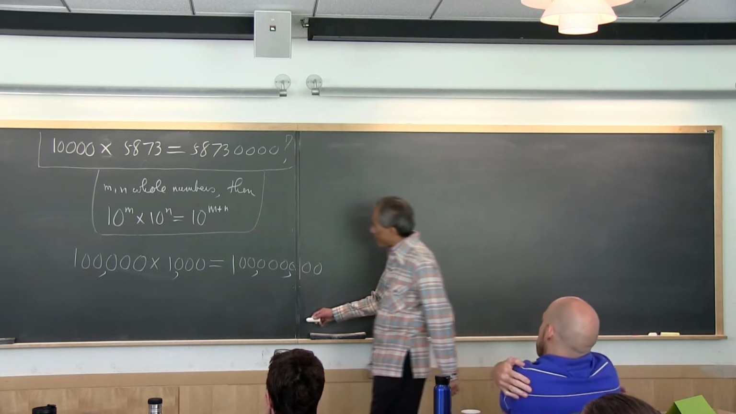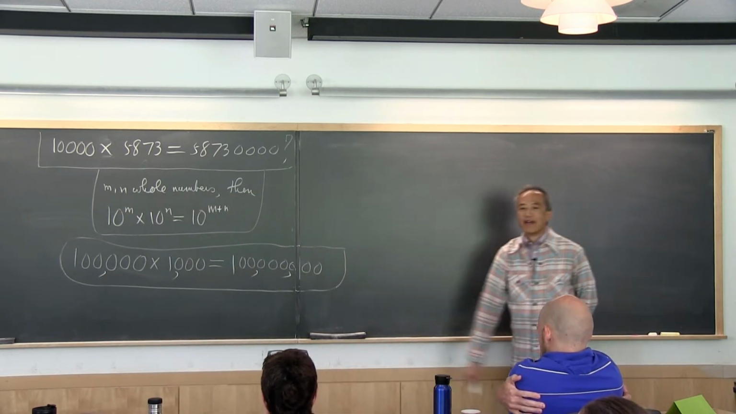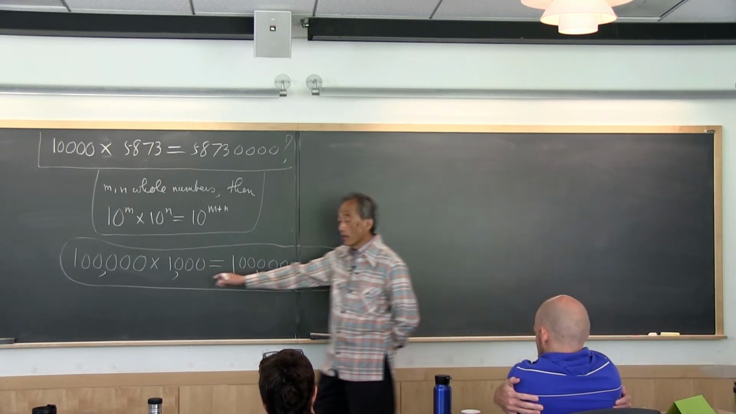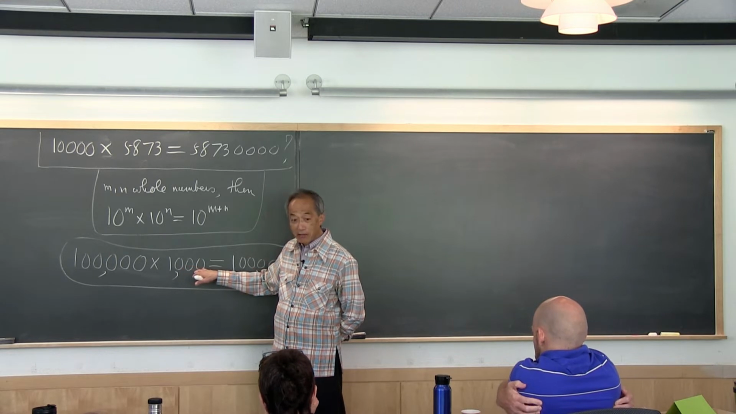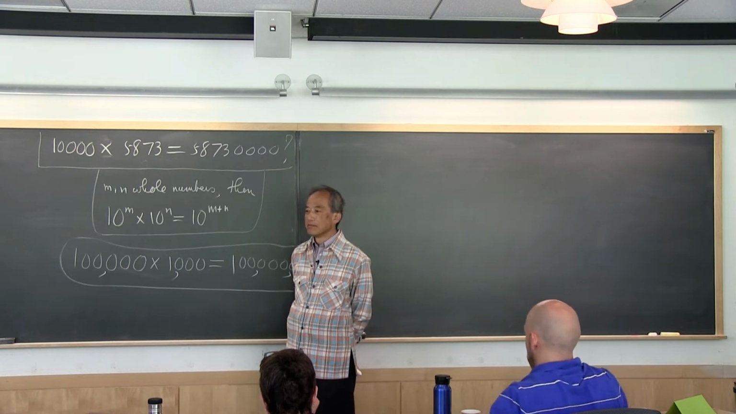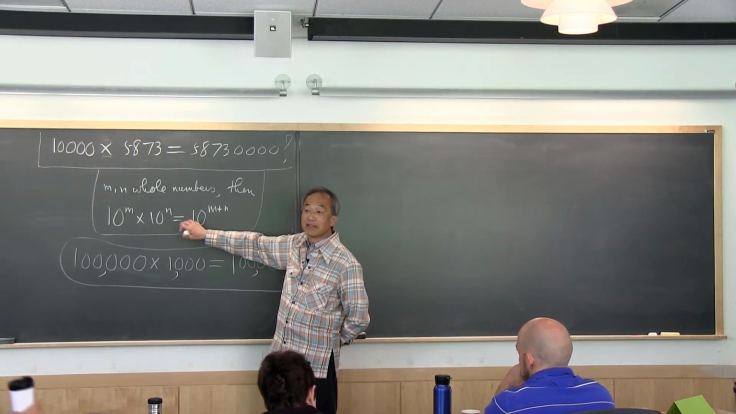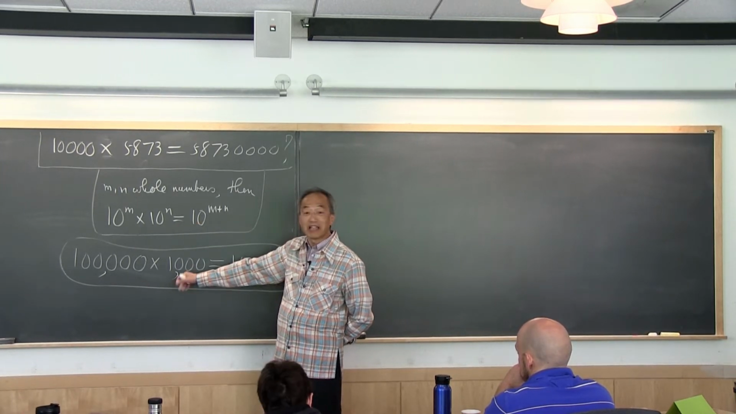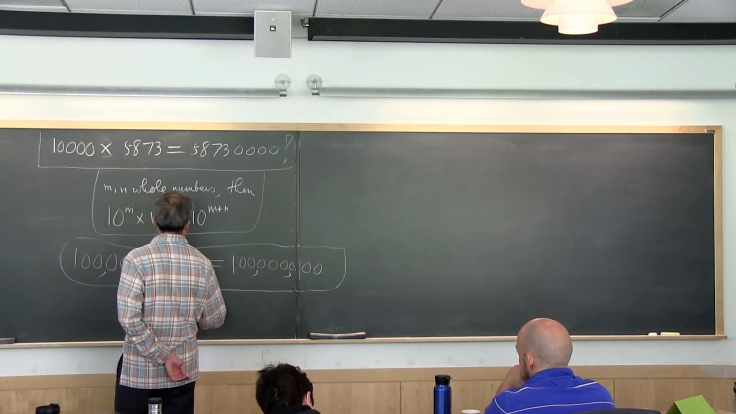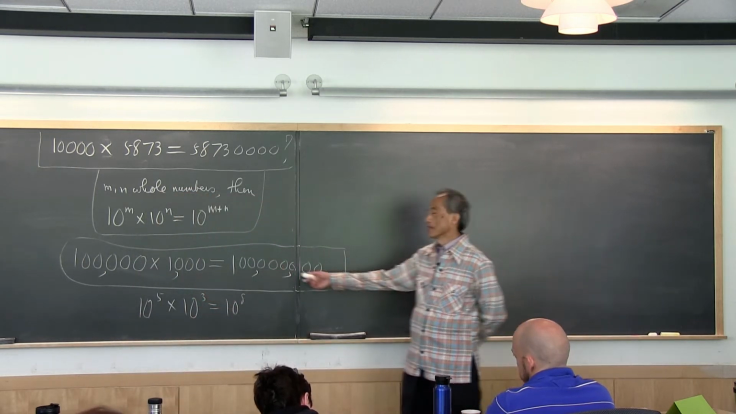Now, by itself, I don't think anybody can tell it's obvious. You can't even begin to think about what this is. This says add 1,000 to itself 100,000 times. What is that? Who knows? But in this form, you feel it's obvious. And you realize this is nothing but the statement 10 to the 5 times 10 to the 3 is 10 to the 8. That is obvious from this point of view.